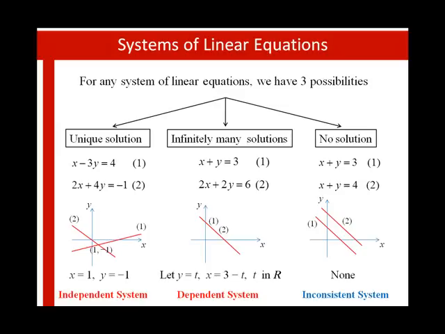The last case is no solution. In this case, the lines are parallel and they will not intersect. For example, x plus y equal to 3, x plus y equal to 4. As you notice, these lines have the same slope, and therefore they will never intersect. In this case, we say that the system is inconsistent, does not have a solution. Therefore, we can define a system as being consistent if it has at least one solution.